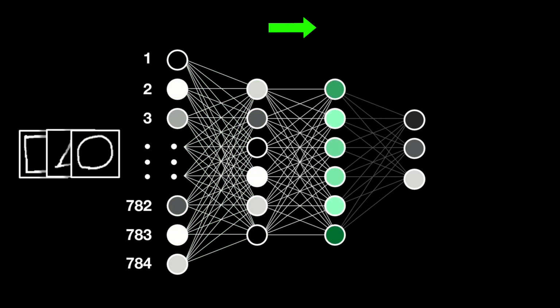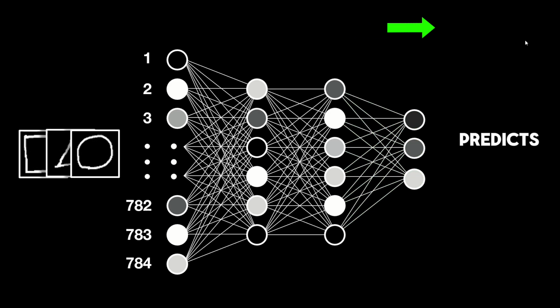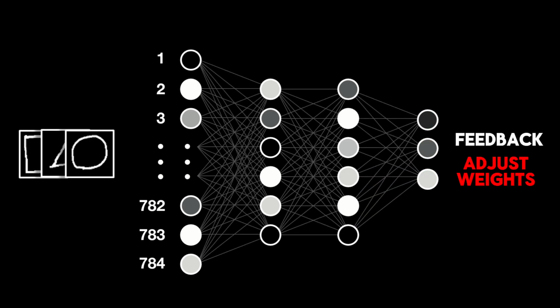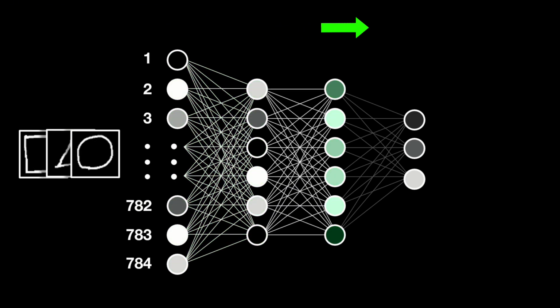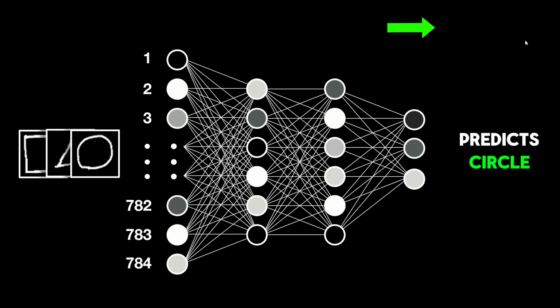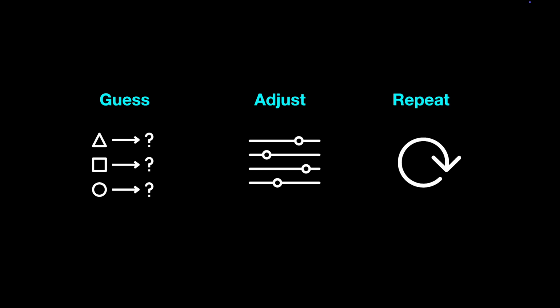But how does it work? We show it a bunch of pictures of triangles, circles, and squares, millions of them, and tell it what the correct answer is. Each image goes through the neural network. At first, the network's guesses are garbage, but every time it messes up, it gets feedback. It adjusts those weights just a little bit. That's how the neural network learns, and this process is called training. Eventually, after thousands of attempts, it figures out the exact sequence to solve it every time. That's what the neural network is doing. Guess, adjust, repeat a million times until it gets good.